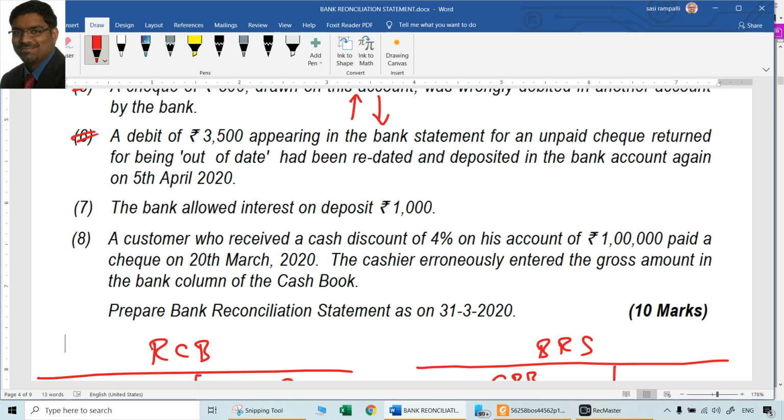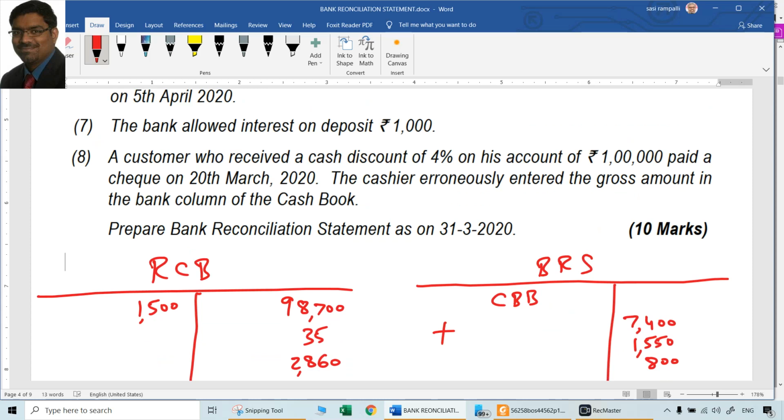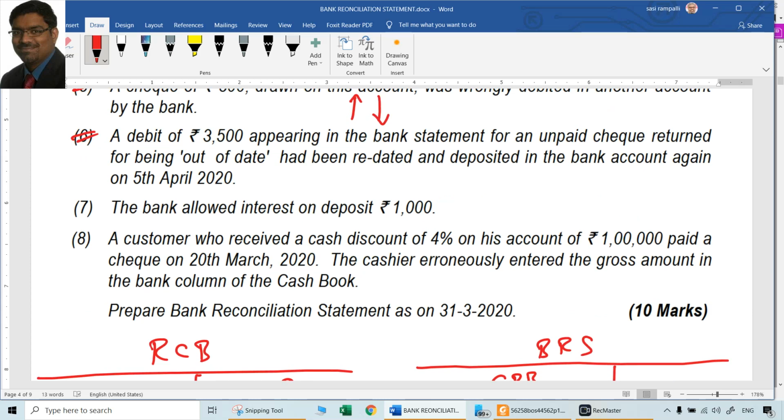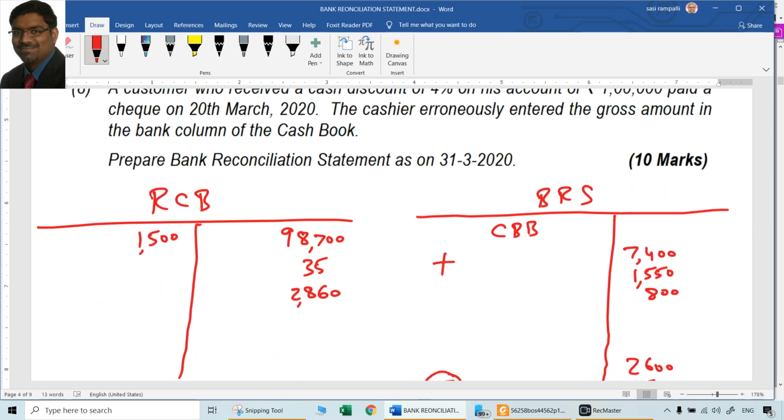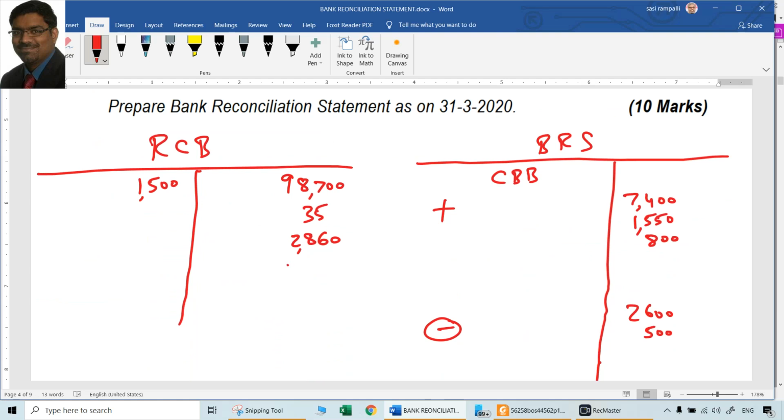So what happened because of this already? 3,500 rupees we would have already debited in the cash book. And when the return happened, we did not record that. What can we do now? We can record it now. So this is the return of that which happened, 3,500.